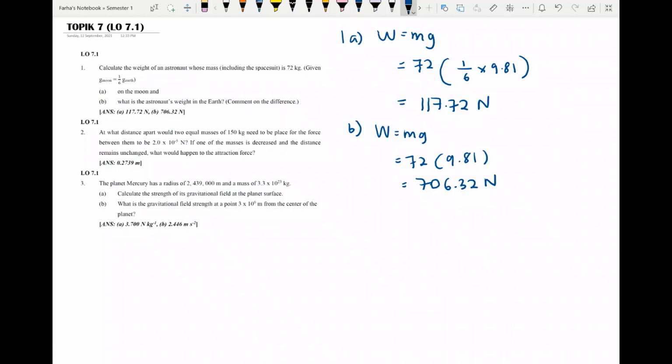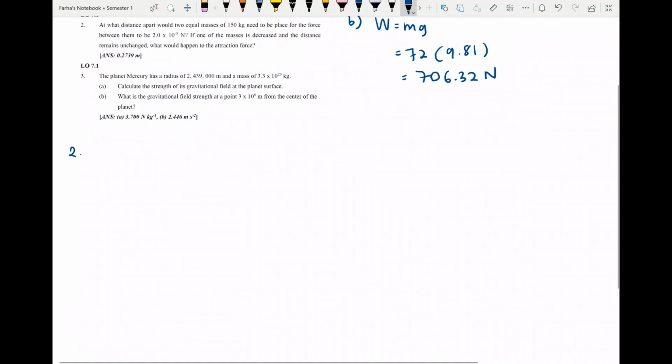Okay, question number 2. At what distance apart would two equal masses of 150 kg need to be placed for the force between them to be 2 power of -5 Newton? If one of the masses is decreased and the distance remains unchanged, what would happen to the attraction force? To answer question number 2, we need to use the gravitational force. F equals G m1 m2 over r squared. So we need to find out the r.